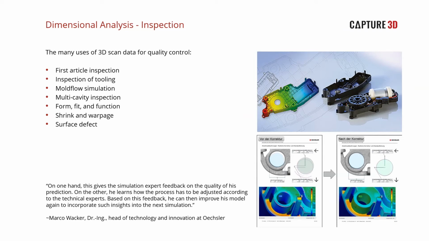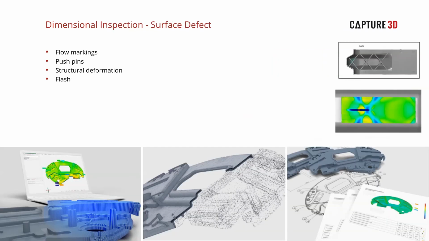The images on the right were mold flow modifications of Oshler using ATOS 3D scan data, which gave them intelligent insight to properly make changes. They are another company that graduated from using a CMM to an ATOS. Now to move on to our next topic, surface defect.